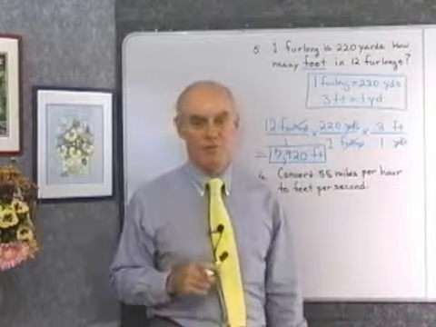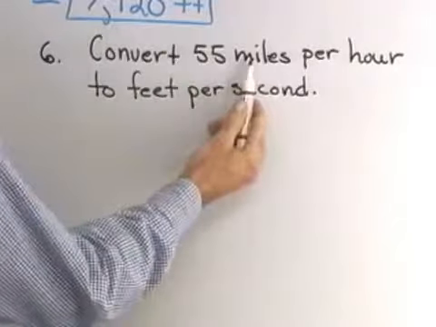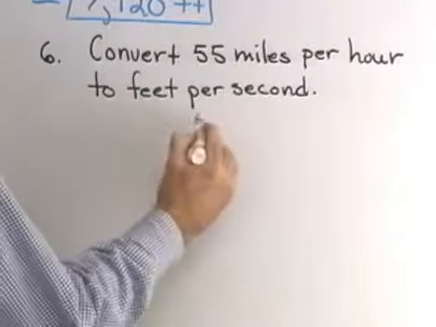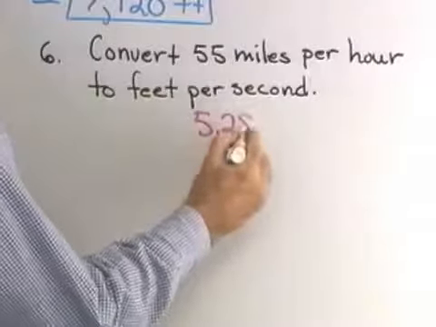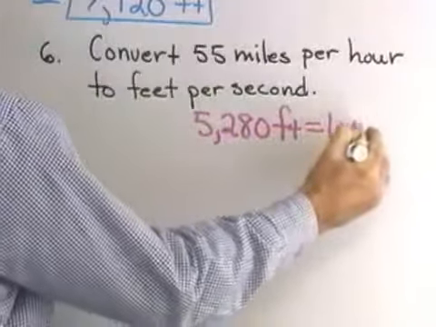Let's look at one that involves miles per hour. Let's convert 55 miles per hour into feet per second. So I want to go between miles and feet. So I know there's 5,280 feet in every 1 mile.